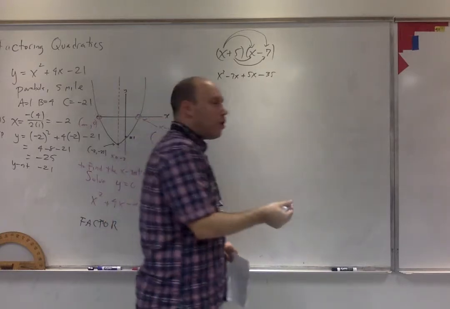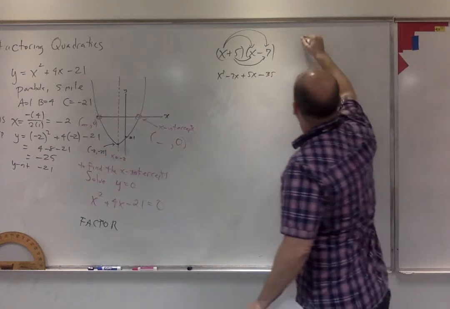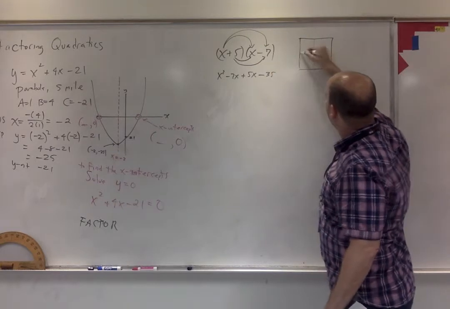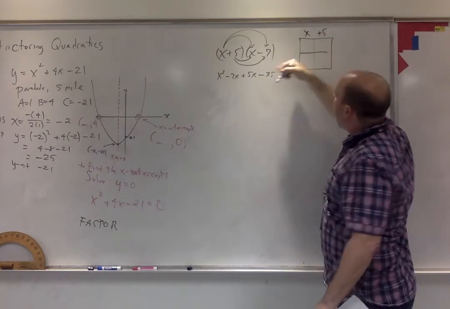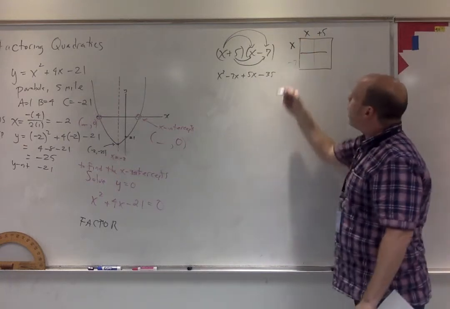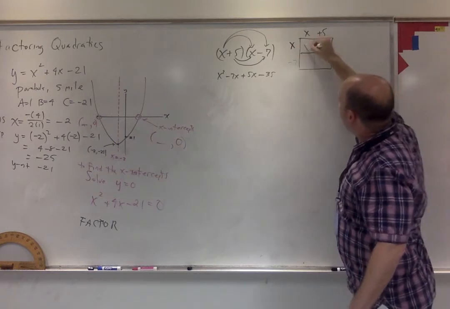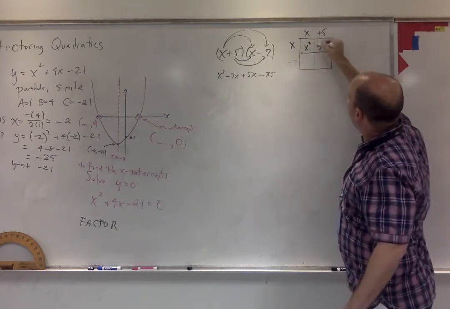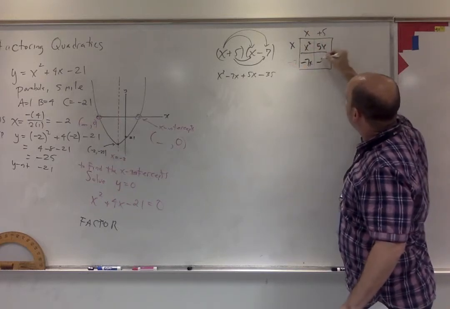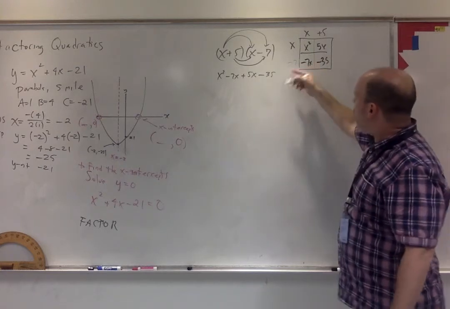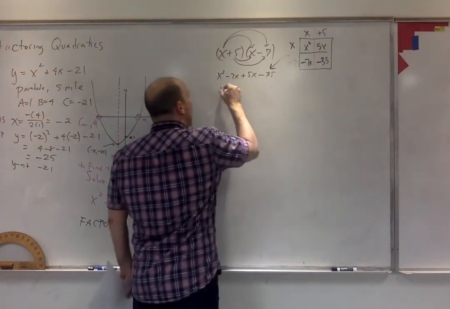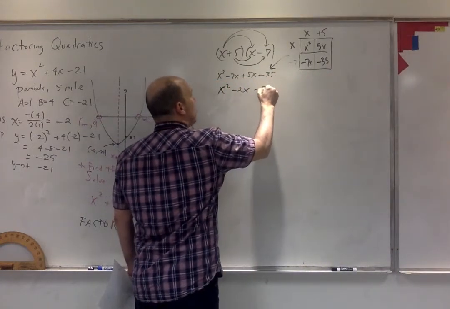Another technique you could have used was what I call the box method. You put the first binomial on top, make a box, so it's x plus 5, and then you put the other binomial along the side, x minus 7. Like an Excel spreadsheet, row to column: x squared, 5x, negative 7x, negative 35. You put all the terms in, and then we can simplify this. So we have x squared minus 2x minus 35.